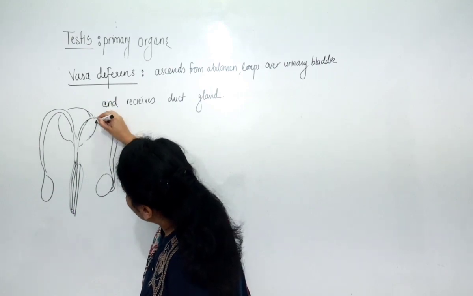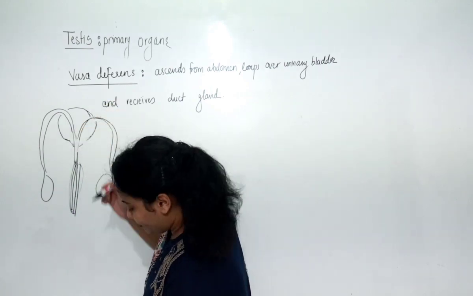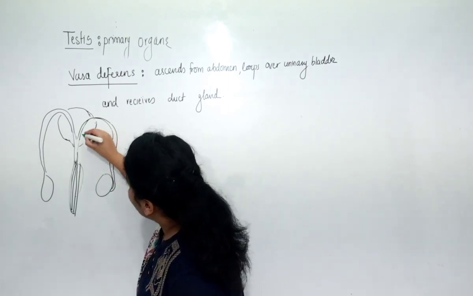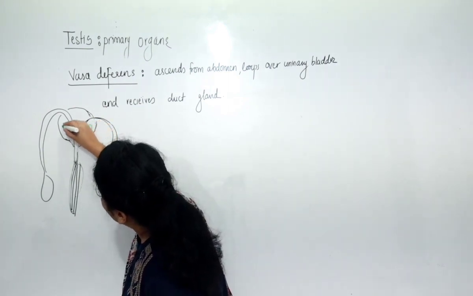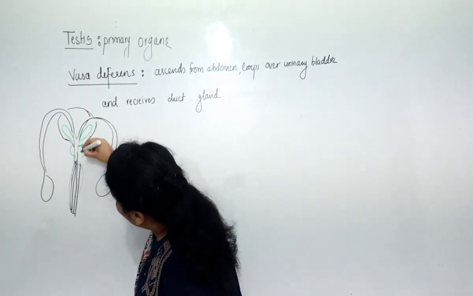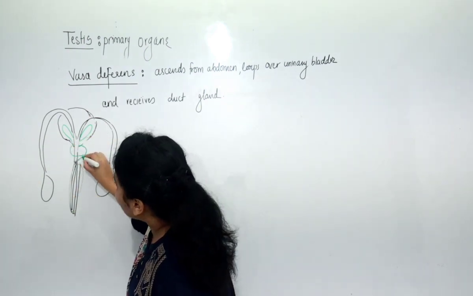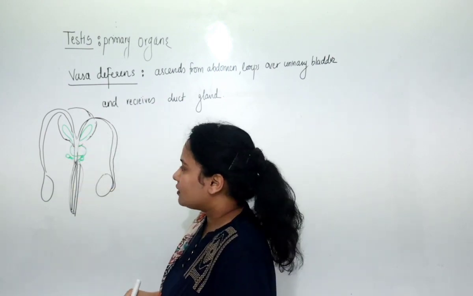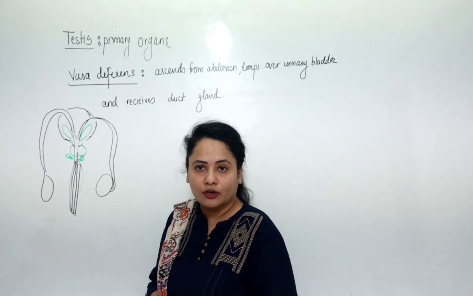So this is the urinary bladder. Now at this side you can find three glands. See, the first gland is this, that is the seminal vesicles. The second gland is the prostate gland, and the third one is the bulbourethral gland.